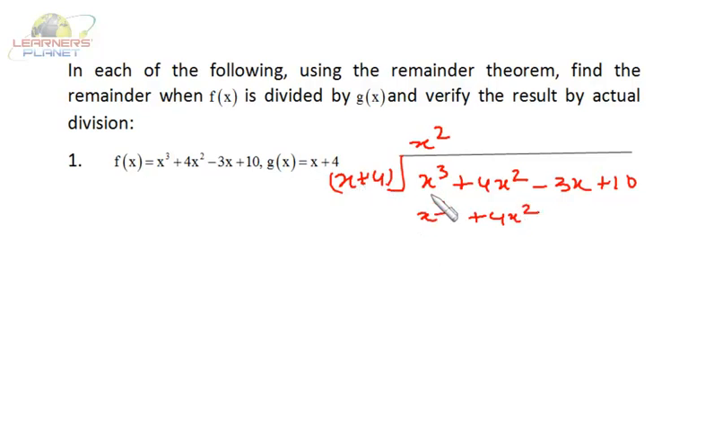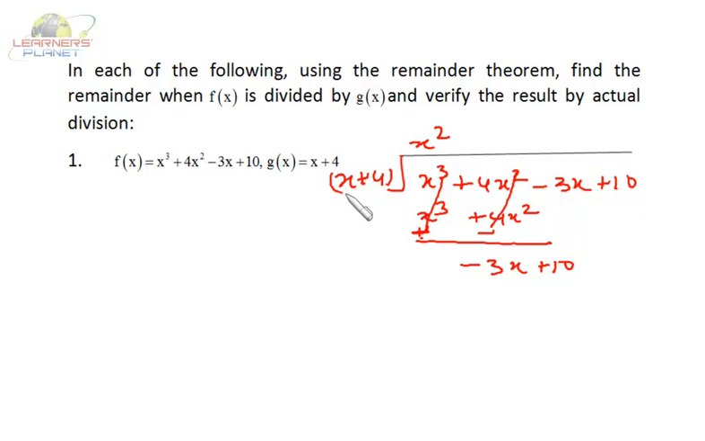Now deduct this x cube plus 4x square from this. Here it is positive sign, so for subtraction I'll be putting a negative sign. Similarly over here, so x cube plus 4x square will get cancelled from minus of x cube plus 4x square. Now take 3x plus 10 minus 3x plus 10.